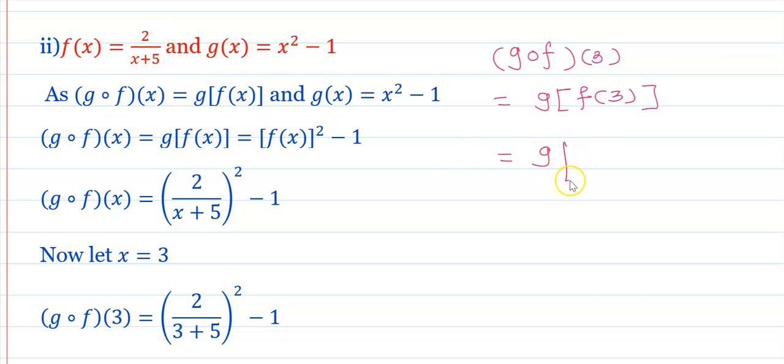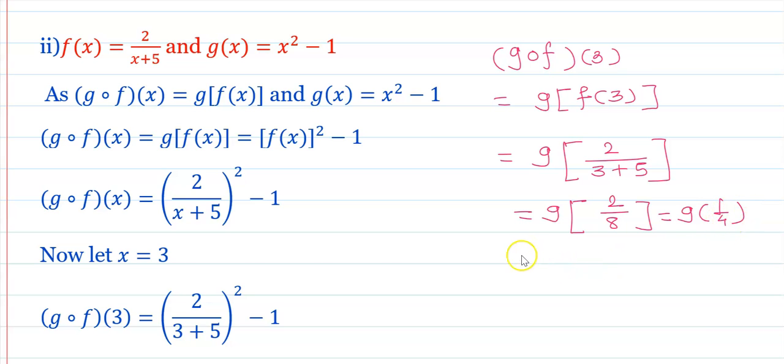See here. f of x means what? 2 upon x plus 5. That is 2 upon the value of x, which is 3, plus 5. And that is equal to g of, in bracket, 2 upon 8. 2 upon 8 means what? g of 1 by 4. This is g of 1 by 4.